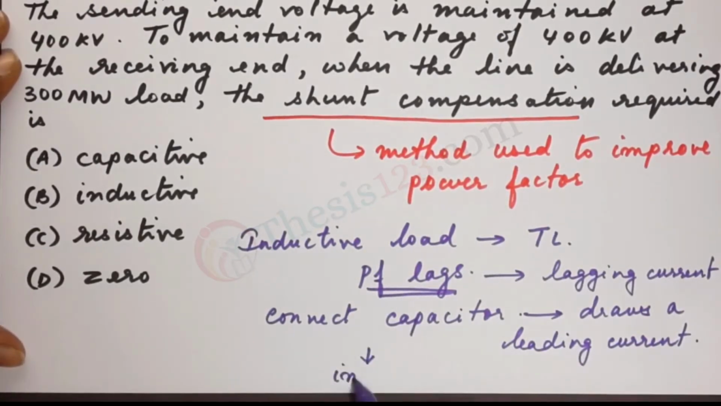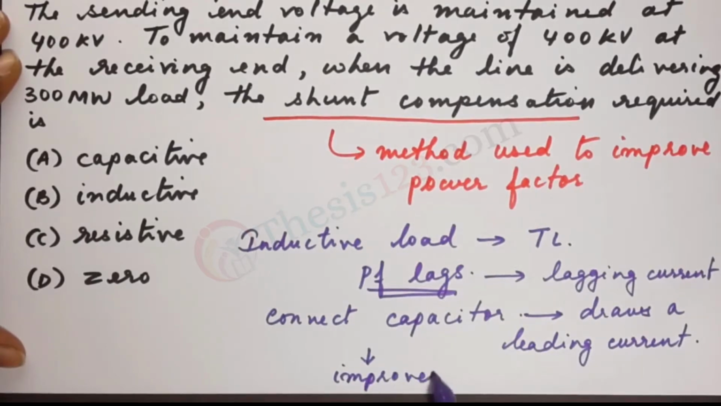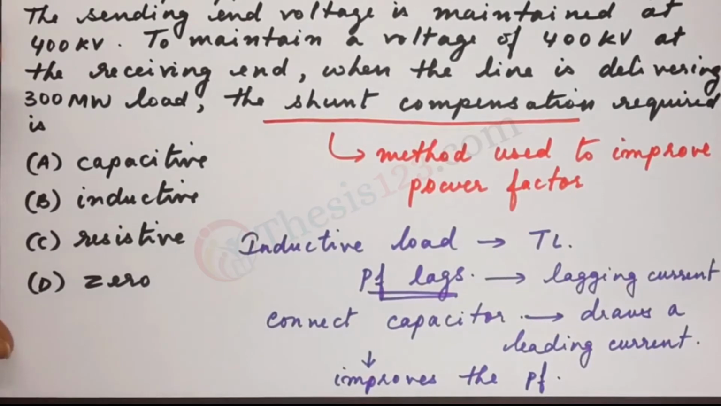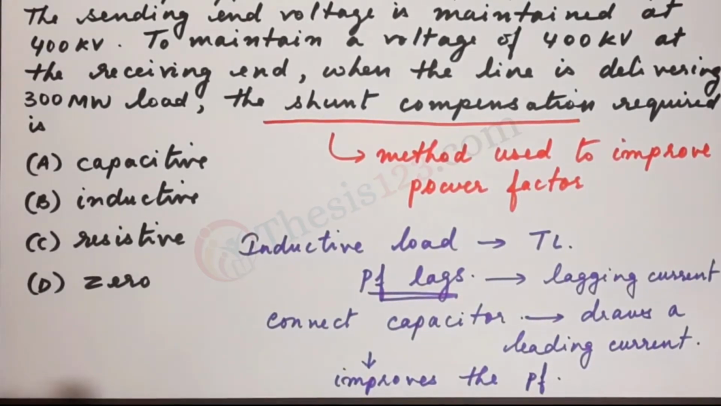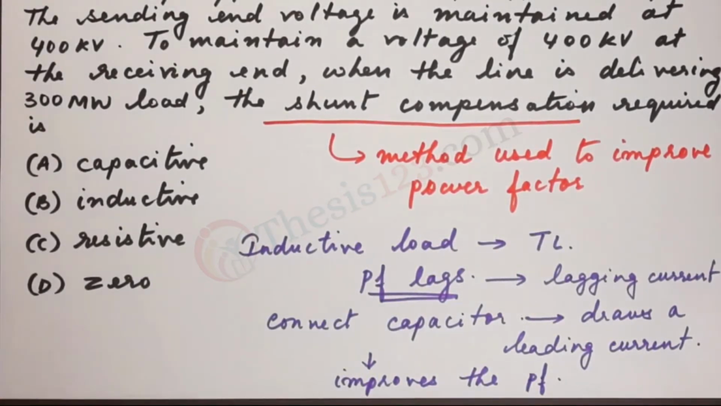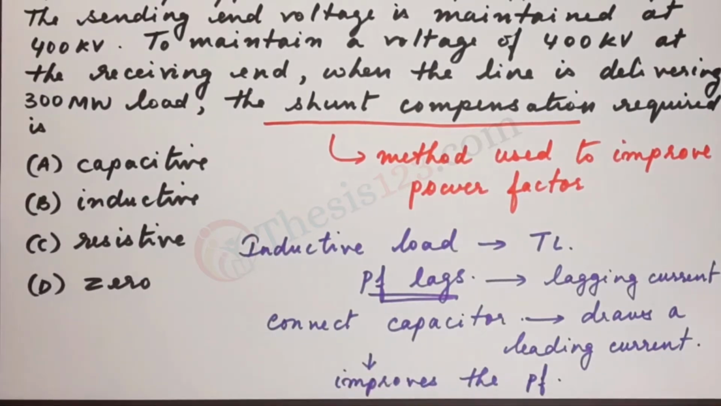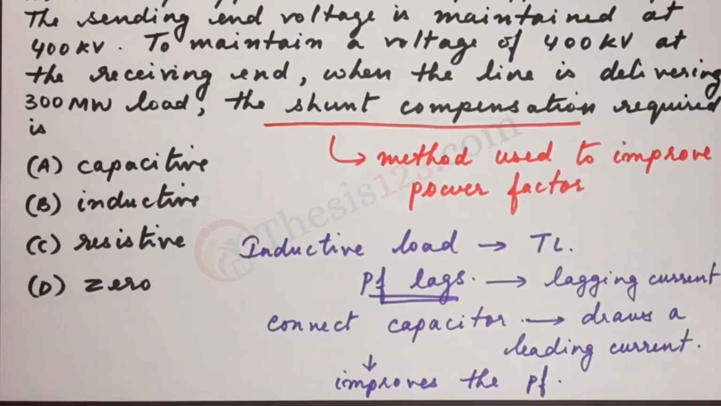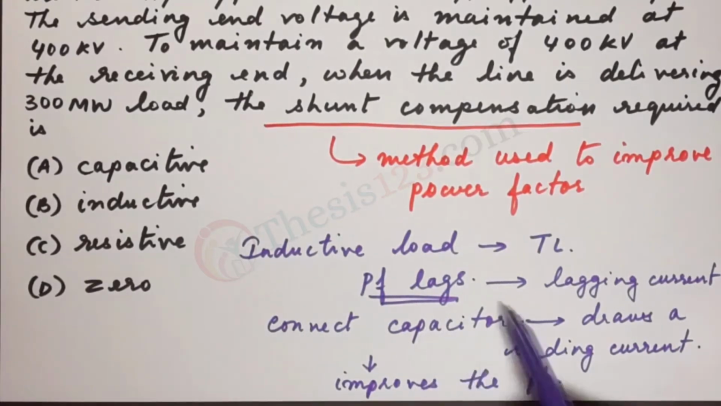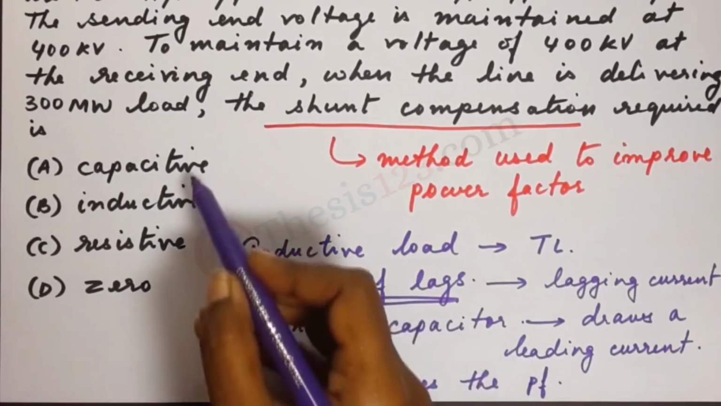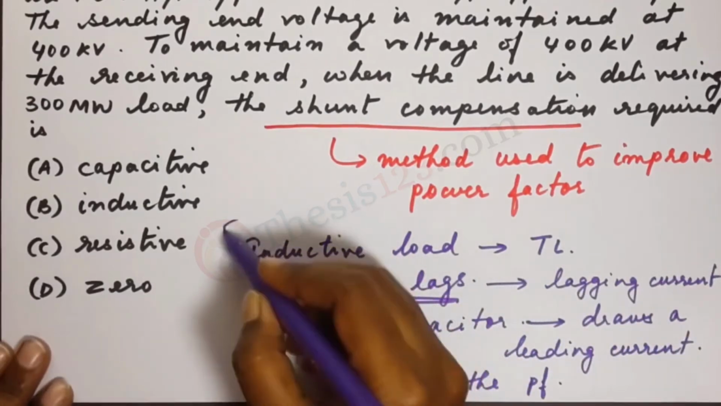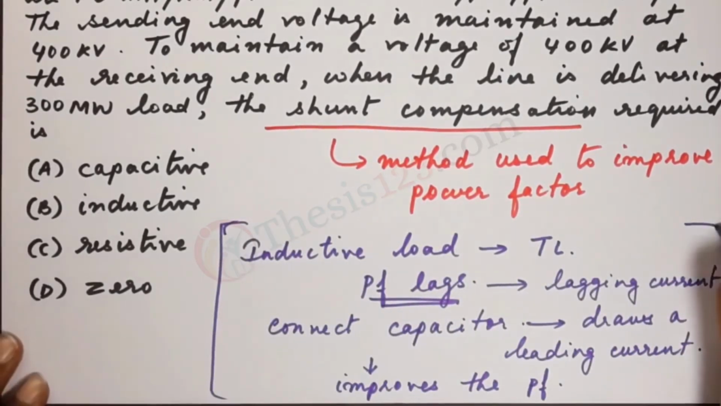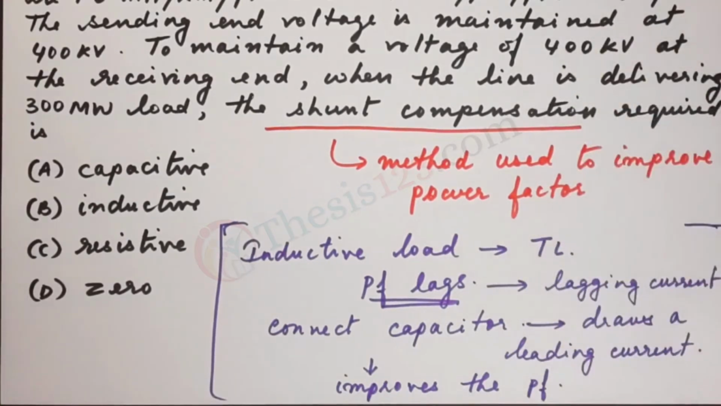So this is an example of how the system works. If there was an inductive load, then by connecting a capacitor, we would improve the power factor. So here the shunt compensation is capacitive. Okay, it's an example. Alright, so now we have to figure out the question given to us.